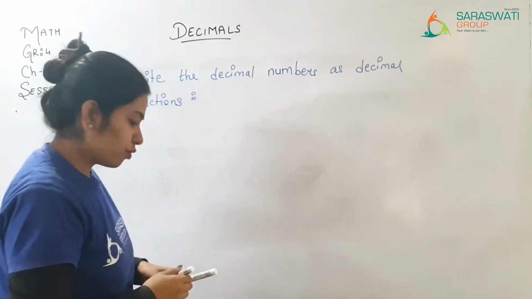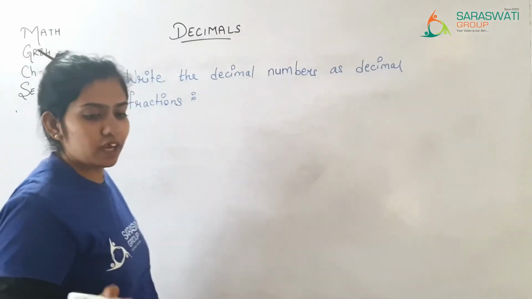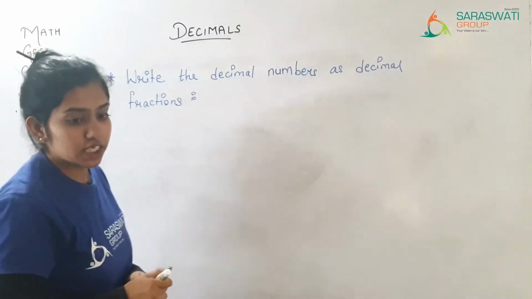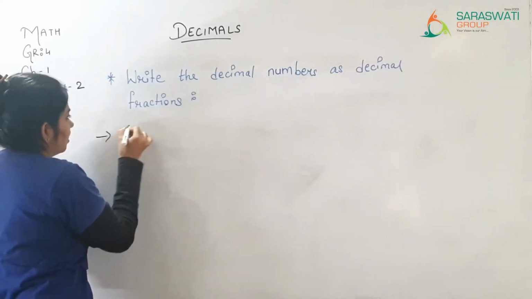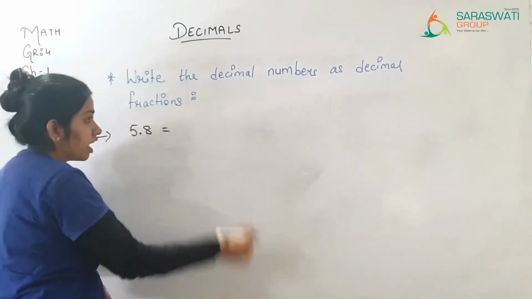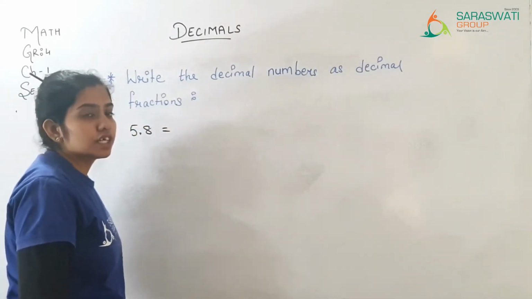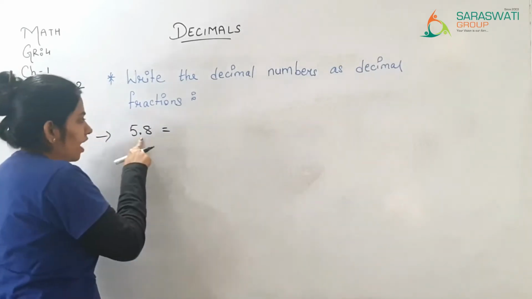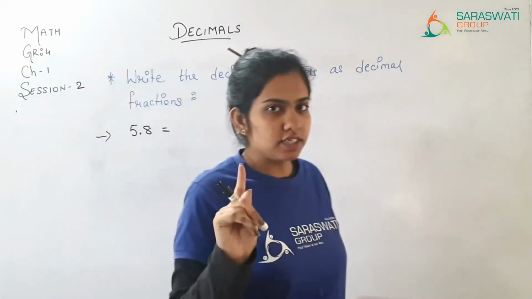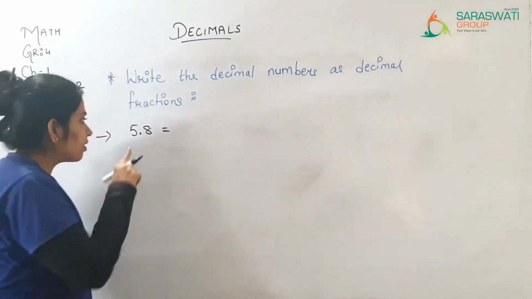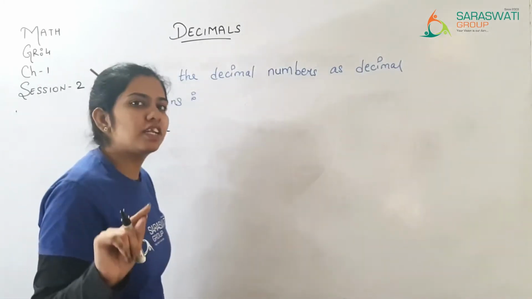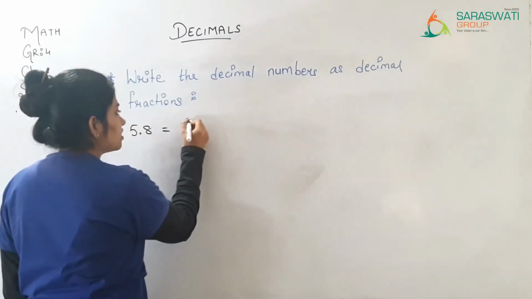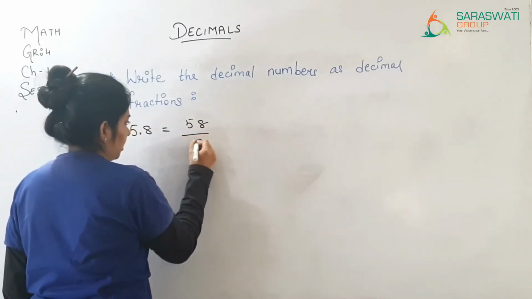Right? आपको ये उल्टा कर देना. If the number is 5.8, then how will you write? Here, only 1 digit is there after the point. Here after point how many digits? 1 digit, right? अगर यहाँ पे point के बाद 1 digit है तो आप 10 लिखोगे, 2 digit है तो 100 लिखोगे, right? Only 1 digit, so write 58/10.